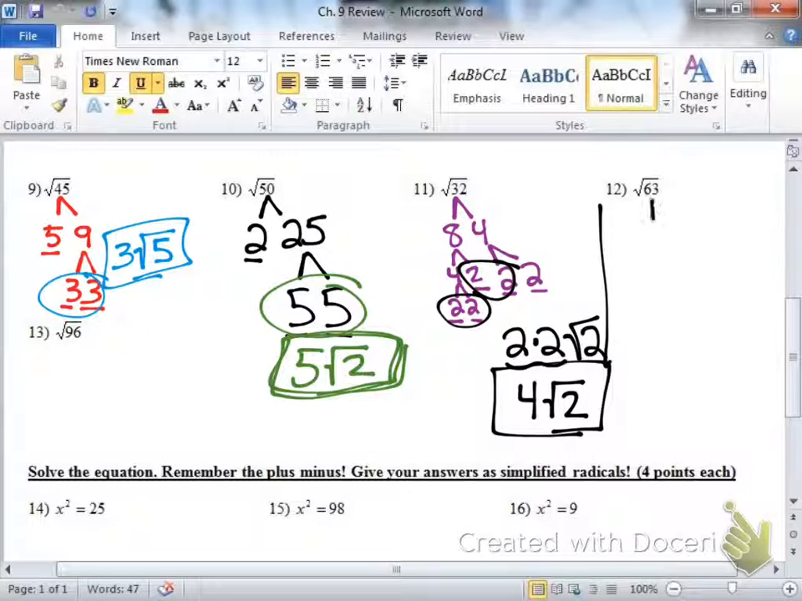All right, what about 63? 7 and 9. What about the 9? What about the 7? Nothing. 7 is prime. That's why if you're looking at the factor sheet I gave you, 7's not on there. The only factors of 7 are 1 and 7. Okay? The only factors of 3 are 1 and 3. We good?